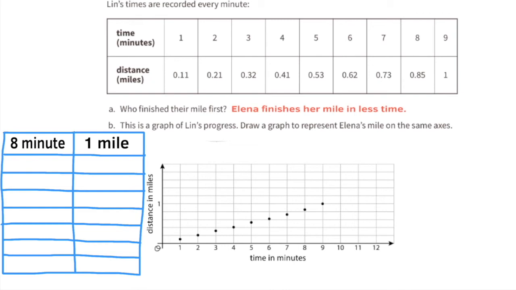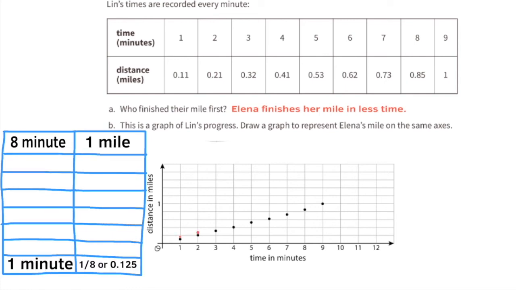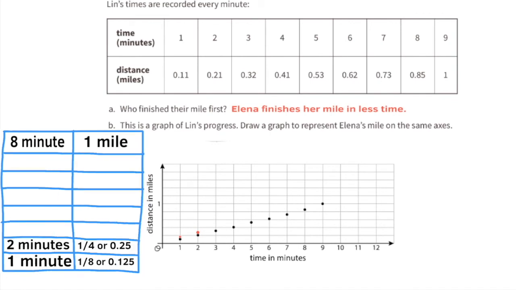I've decided to create a table on the left-hand side. We know that it takes Elena 8 minutes to run 1 mile. 8 divided by 8 equals 1 minute, and 1 mile divided by 8 equals 1/8 of a mile, or 0.125 miles. 1 minute times 2 equals 2 minutes. 1/8 of a mile times 2 equals 1/4 of a mile, or 0.125 times 2 equals 0.25 miles.